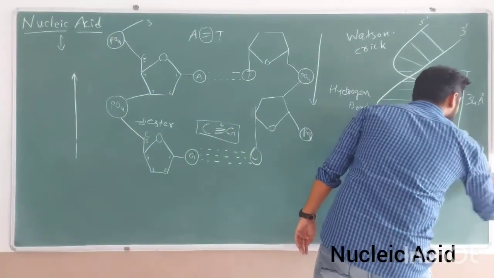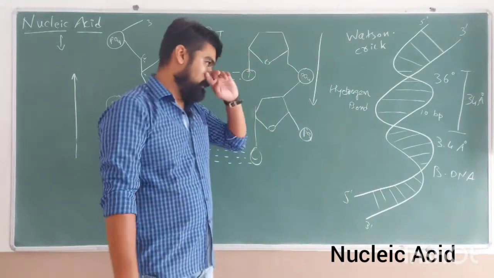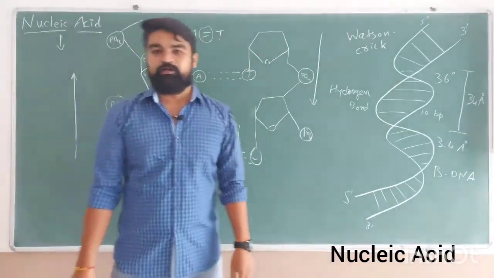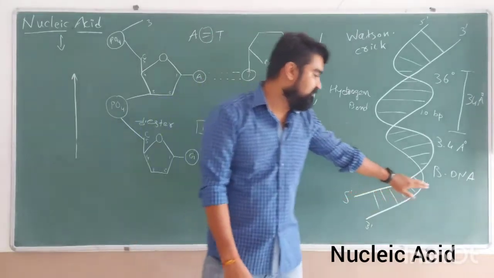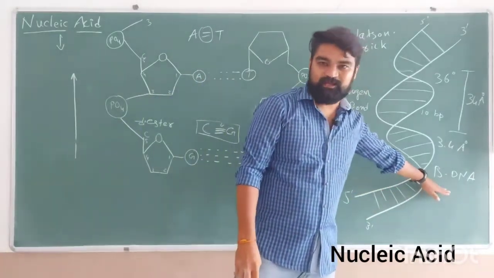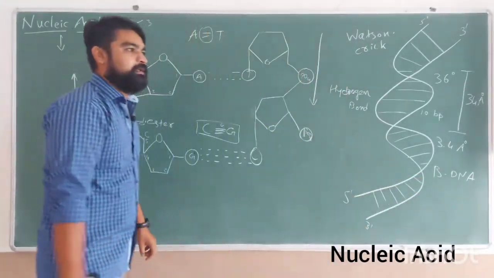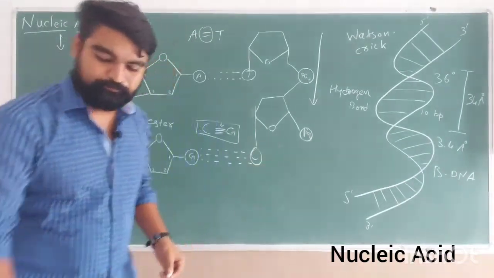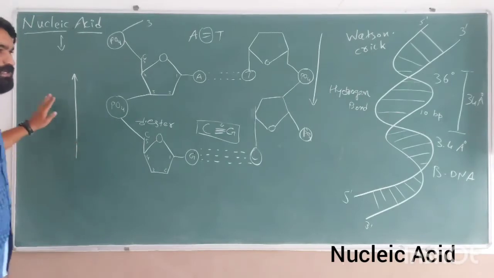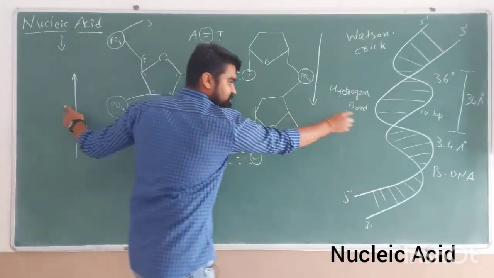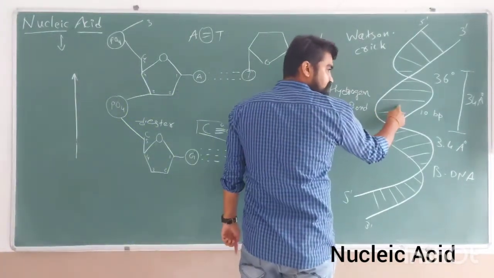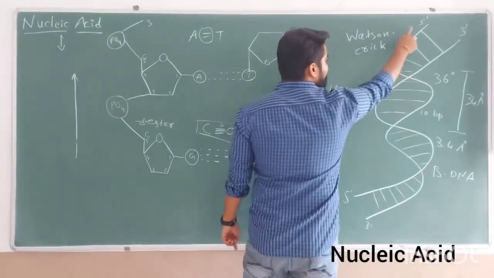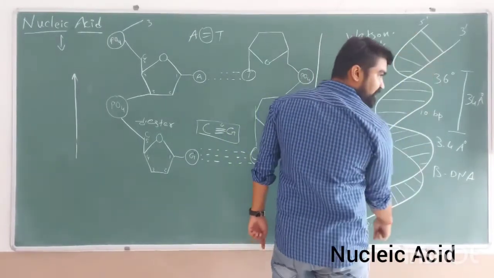There are so many different forms of the DNA present in the living world, but mostly the DNA found in living organisms is bDNA. You will study or learn other forms of the DNA in future years. So this is how the DNA is. It is a double stranded helical structure as it is shown here. The two strands run anti-parallel, 5 prime to 3 prime and 3 prime to 5 prime.